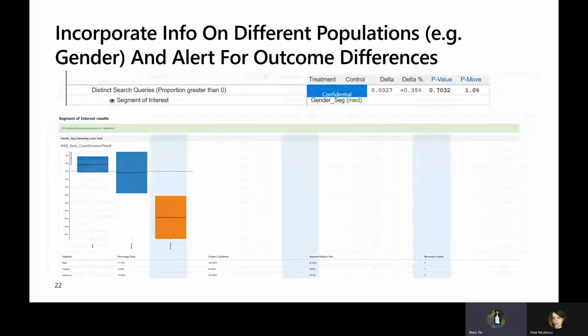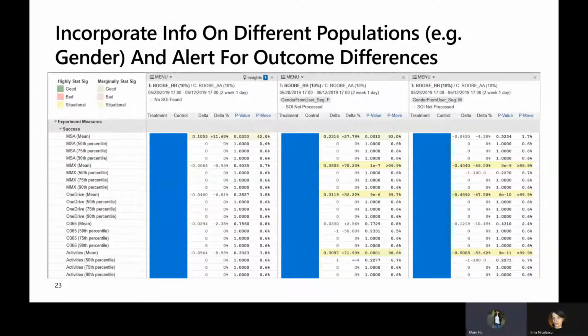Next. In addition to the alerting itself, we can also slice the scorecard by segments we care about to take a holistic look at the impact the feature has on subgroups of the users. For example, this is the scorecard for the case study that Irina walked us through earlier. The first section of the scorecard is for overall users, the second is for female, and the third is for male. If the metric is highlighted with yellow, it means the metric has a statistically significant movement.